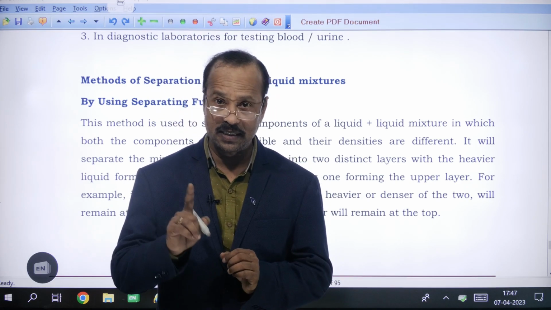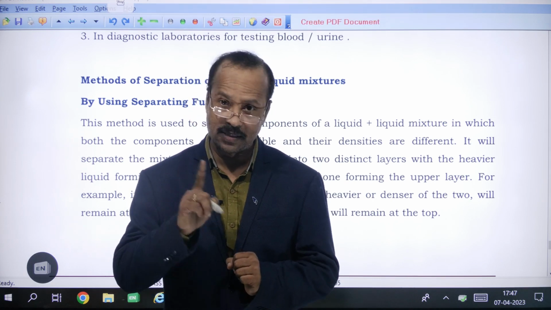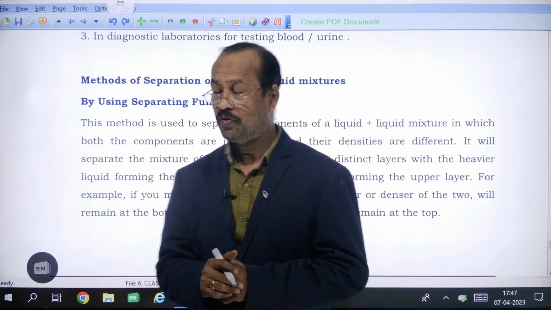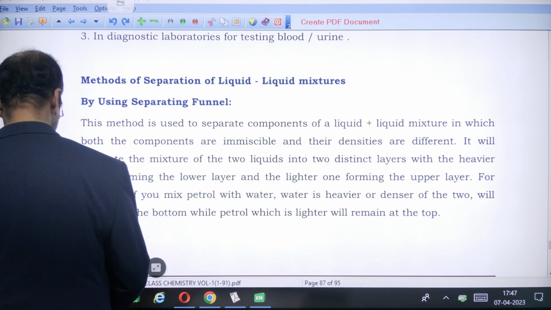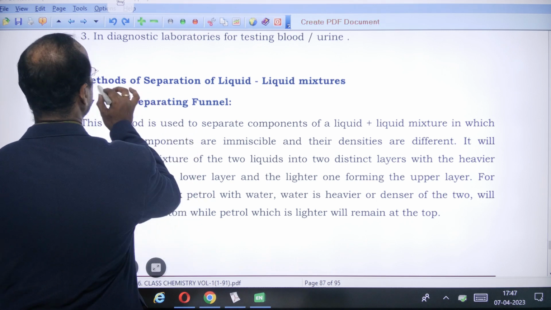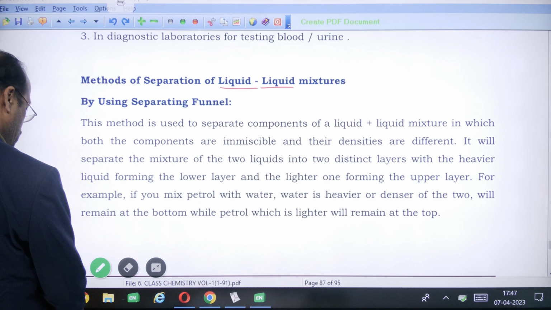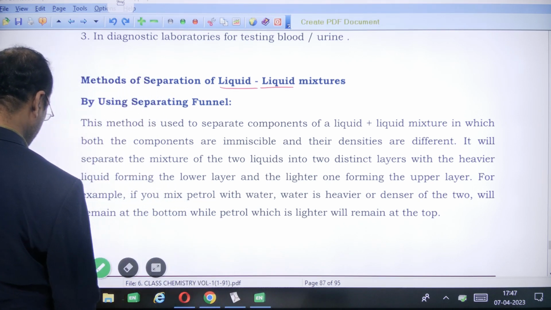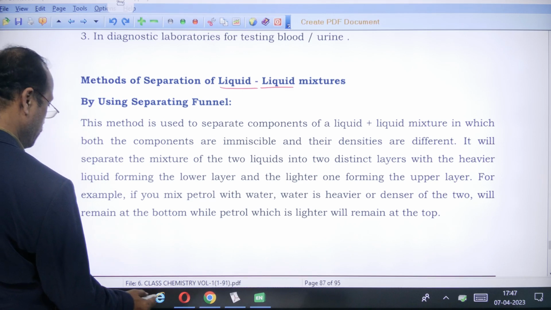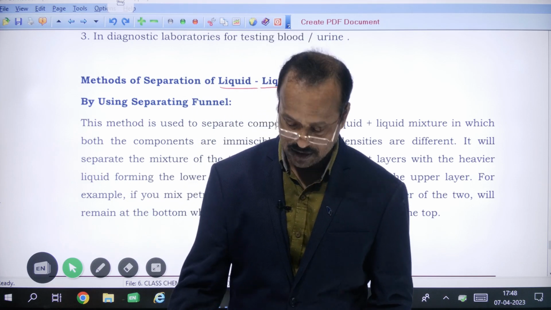In that we are discussing solid in solid, first one, solid in liquid, second one, and the third one. Today we are going to discuss liquid in liquid. So we are going to learn methods of separation of liquid in liquid mixtures. Clear? Okay. So students, if two liquids are mixed with each other, how can we separate them?